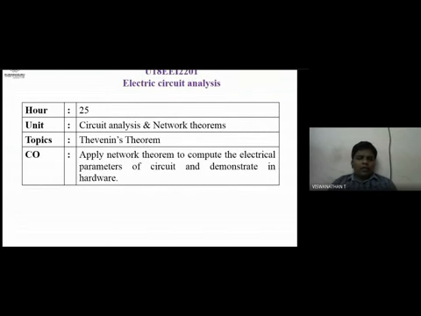This is hour number 25. The unit is circuit analysis and network theorems. The topic today discusses Thevenin's theorem. The COs covered are: apply network theorems for computing electrical parameters and demonstrate in hardware. We are already doing Thevenin's experiment in the lab, so here we only discuss the theoretical part.